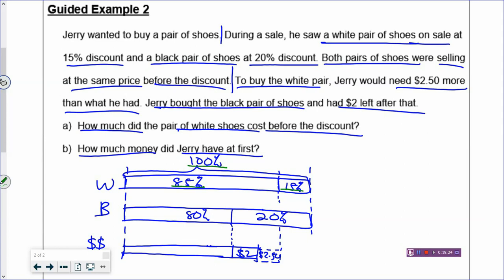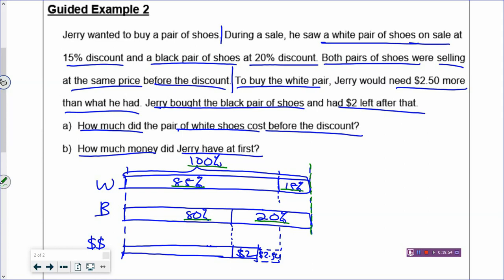Your usual price, 100%. And he also saw a black pair of shoes at 20% discount. So he doesn't have to spend this 20%. He saved 20%, right? Discount means you save. So he only spent 80%. And both shoes were selling at the same price before the sale. So you can see why I draw two rectangles of the same length, because both shoes are sold at the same price, so equal rectangles.